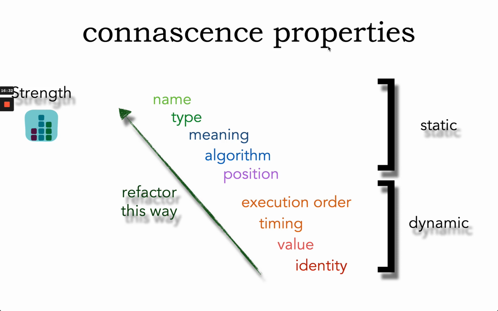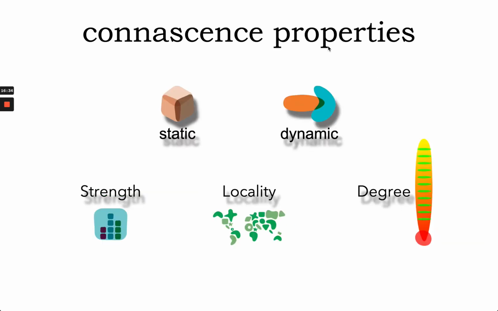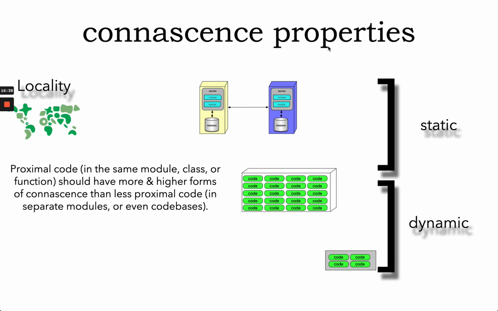The other interesting thing about connaissance was he made an observation that's really pertinent around locality. And this is actually directly a quote from the book: proximal code in the same module, class, or function should have more and higher forms of connaissance than less proximal code. So what he's saying is, the tighter the scope, the more coupling is okay. But the more the scope grows, the less coupling is desirable.